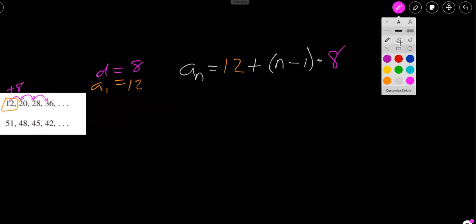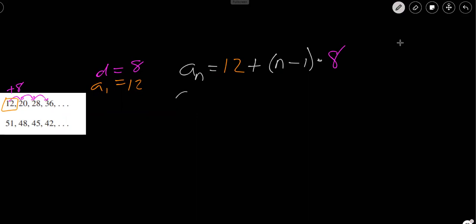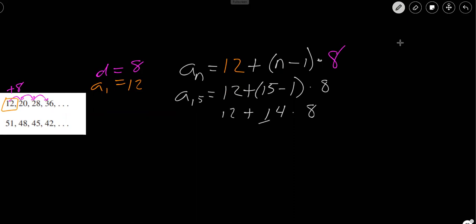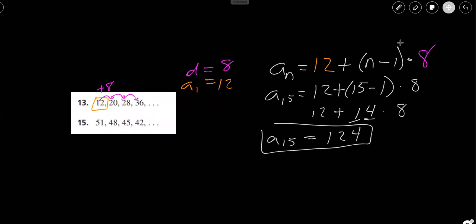If I want to find A15, it's really straightforward as well. A15 is the same equation, 12 plus, but instead of N, I write 15, because I know where I'm going: 15 minus 1 times 8. 15 minus 1 is 14, so that's 14 times 8. 14 times 8 is 80 plus 32, 112. 112 plus 12 is 124. So the 15th position for number 13, this first problem, is 124.